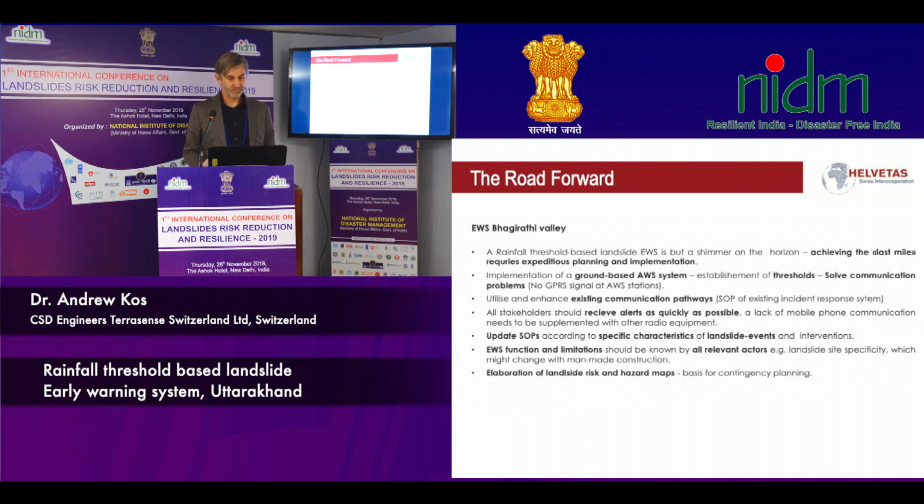So, the road forward. We have to still do a lot of work to achieve the last mile in implementing a rainfall threshold landslide early warning system in this study area. There's a lot of on-the-ground work to be done. There's a lot of technical solutions to be solved to make the systems fully operational and working 24/7, for example. We have to solve the communication problems, the technical communication problems. That has to be widespread.